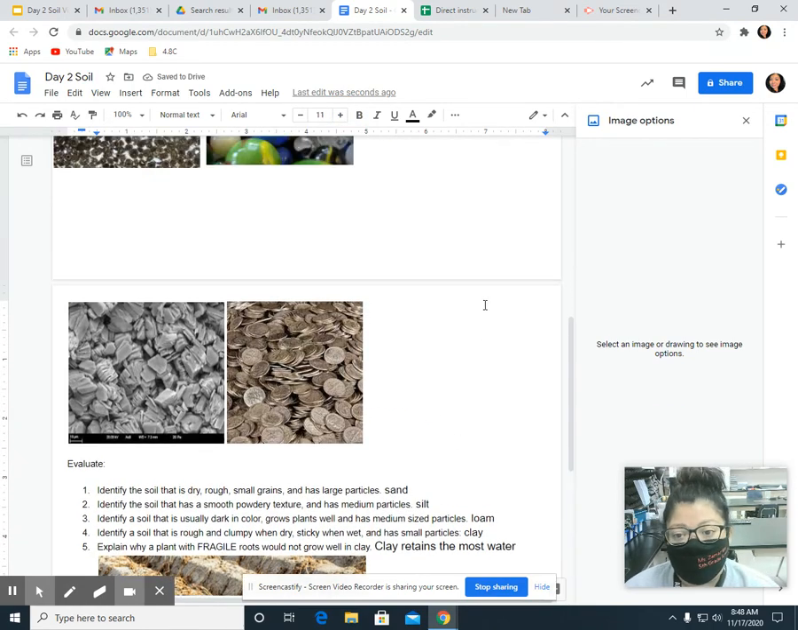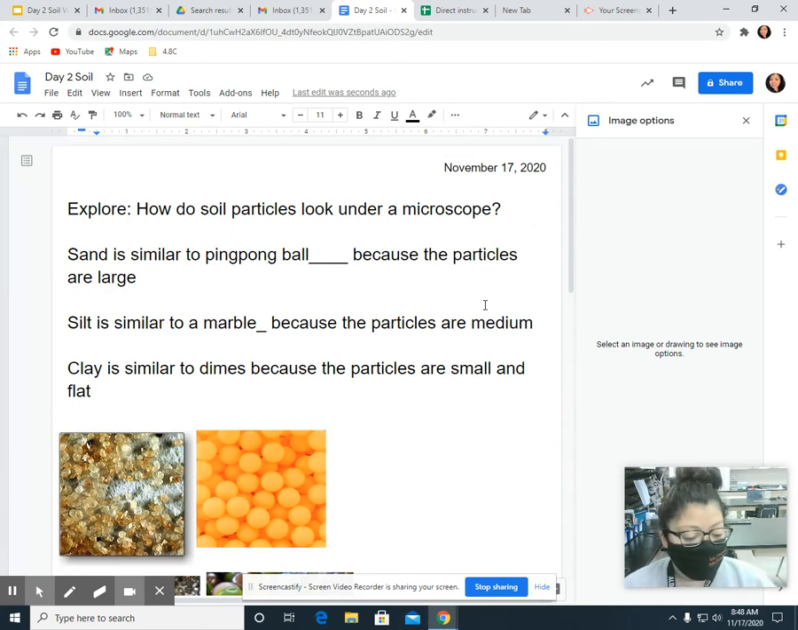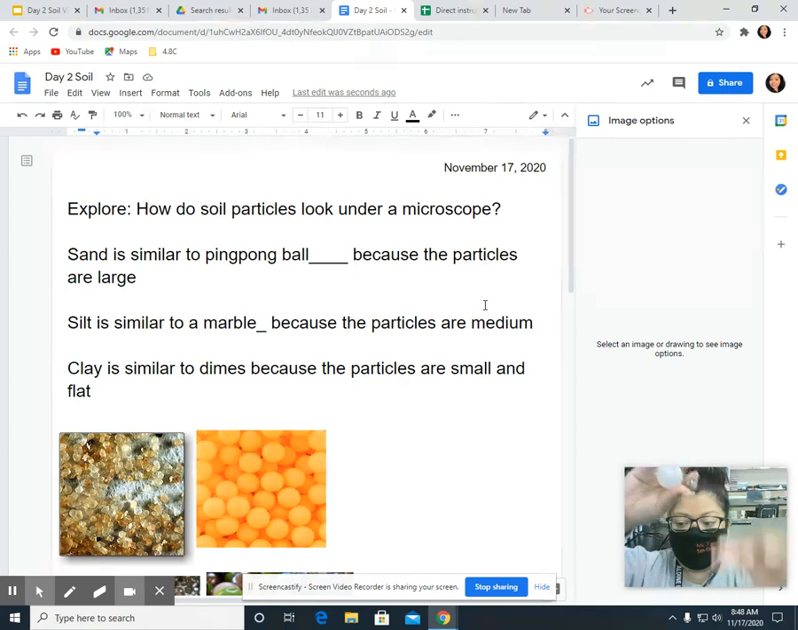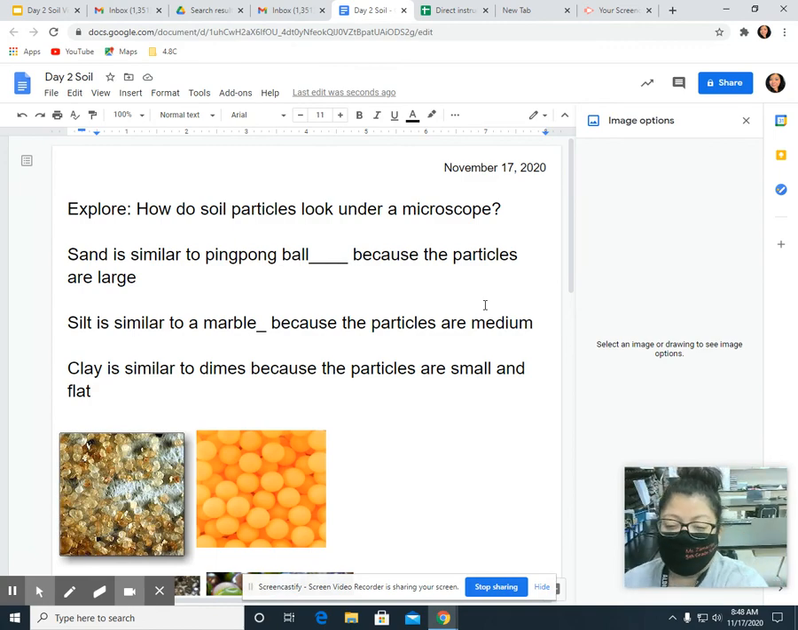So today was fairly easy. We were just comparing the particle sizes again to everyday objects. That way we can get an idea of what those particles really look like. That way we're prepared for tomorrow when we start testing for the capacity to retain water.